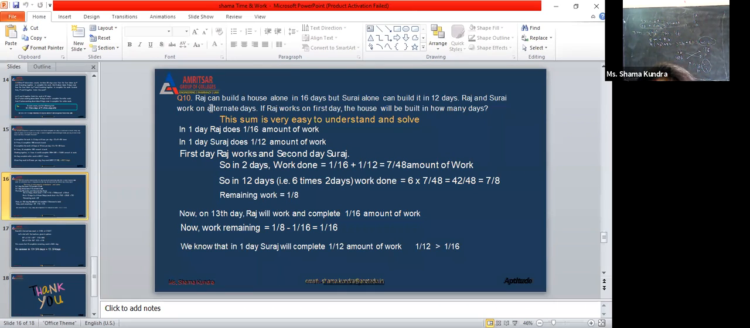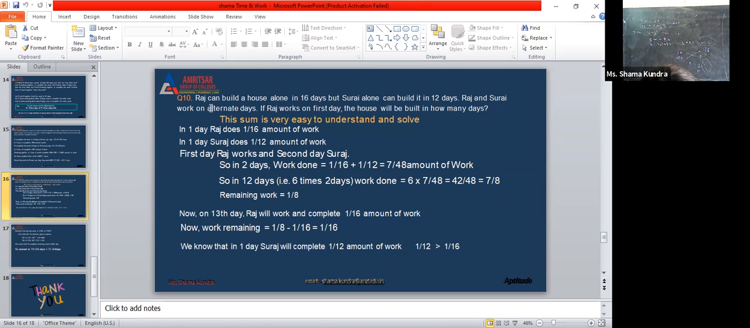In 2 days, Raj and Suraj work. Next 2 days, Raj and Suraj work. Again, next 2 days, Raj and Suraj work. That means this gets repeated. In the first 2 days, 7 by 48 amount of work is done. Next 2 days, again 7 by 48 amount of work is done. So 7 by 48 means 2 days.